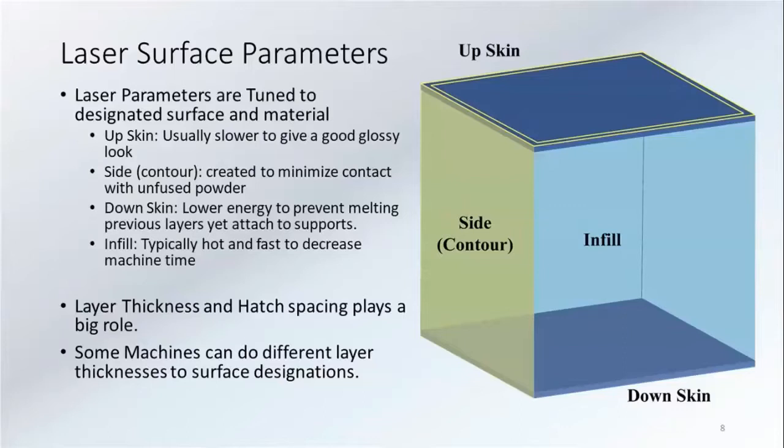Downskin, the issue with the downskin is you're trying not to go too high of a power, because you're starting with nothing below it, or you're starting with supports below it. You want to be able to melt into those supports, but you don't want to get all that unfused powder and end up with a really rough bottom surface. The downskin is usually the roughest surface of your part. There's just no good way to get around that, so you have to keep that in mind while you're designing your part and while you're orienting it on your build. Upskin is typically the best.